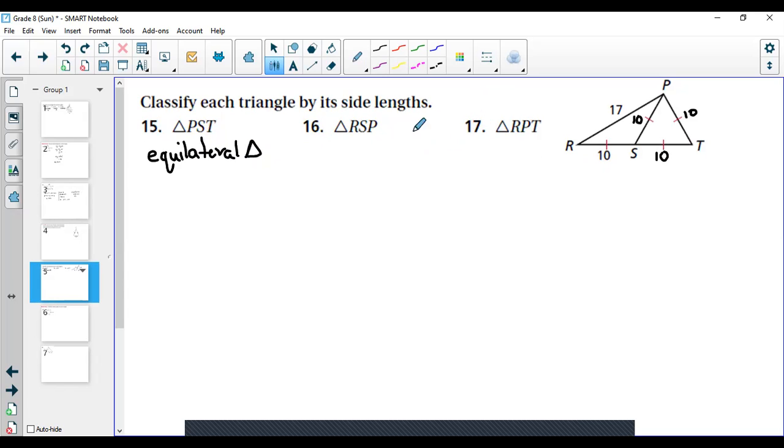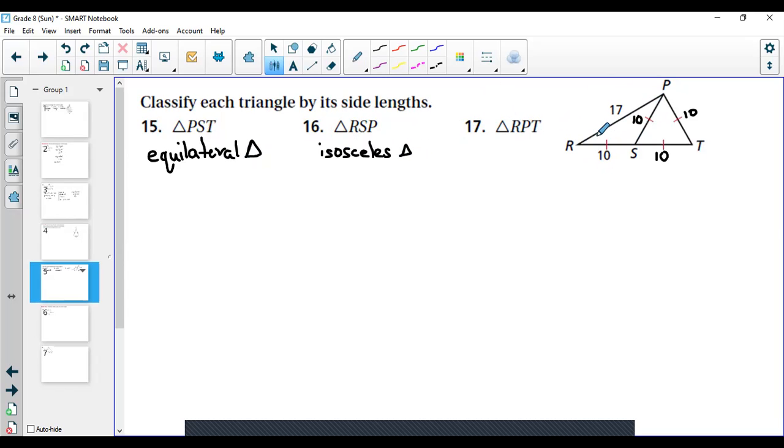What about triangle RSP? RSP. So one side is 17, this side is 10, and this side is also 10. So two sides are 10, but one side is 17. So if two sides are equal, that makes it an isosceles triangle.